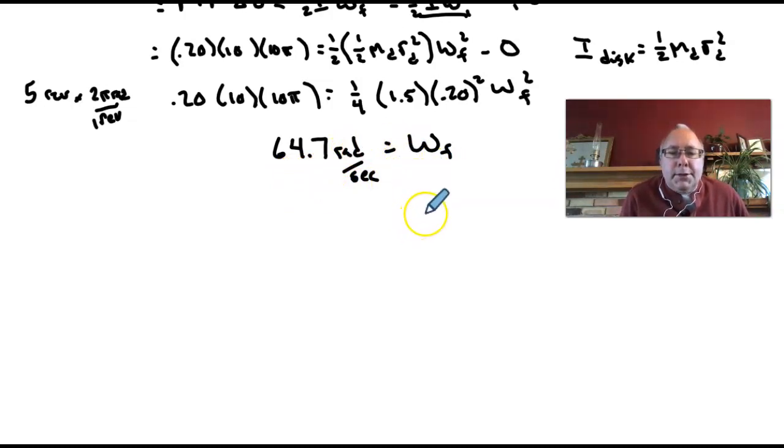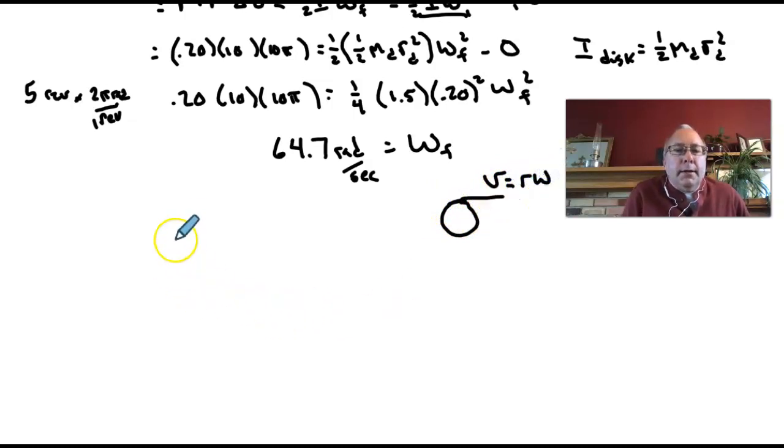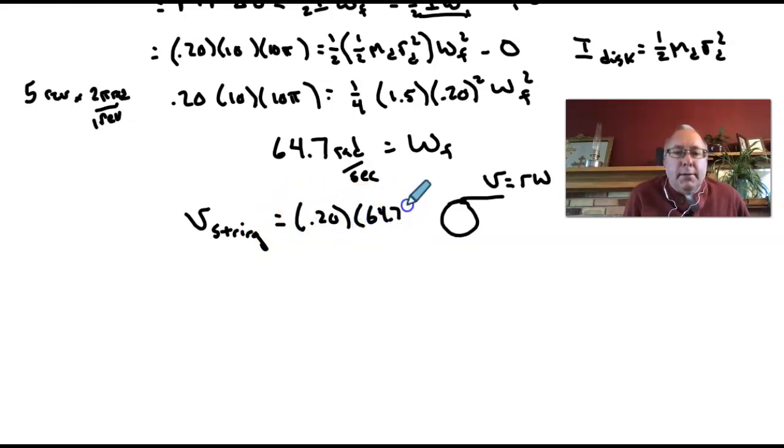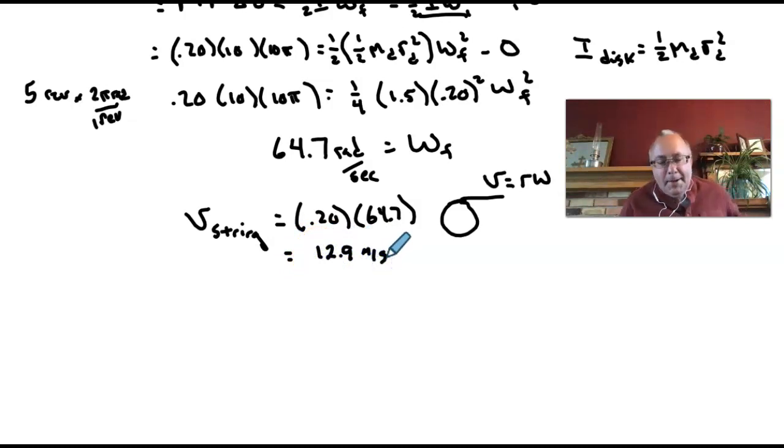Then remember that the string was out on the edge of the wheel, so its linear velocity is going to be the same as the tangential velocity of the wheel. That's just r omega. So we can take 0.2 times our 64.7 radians per second, and that gives us 12.9 meters per second, which is pretty fast. That string's really going to be moving by that point after 5 revolutions.